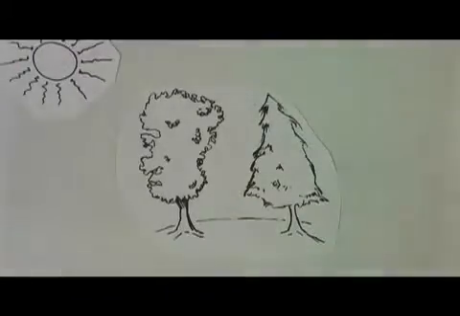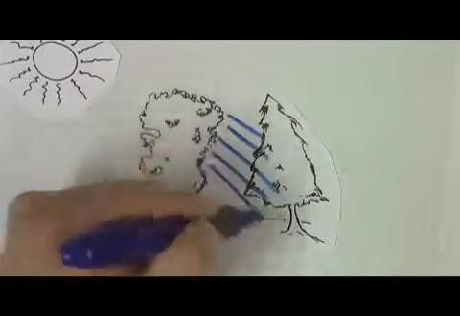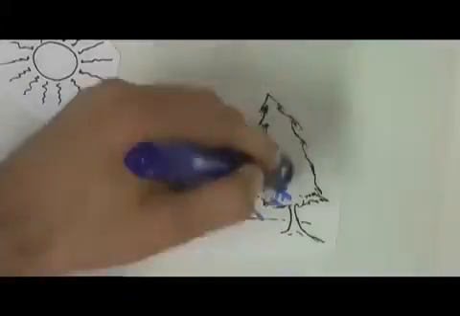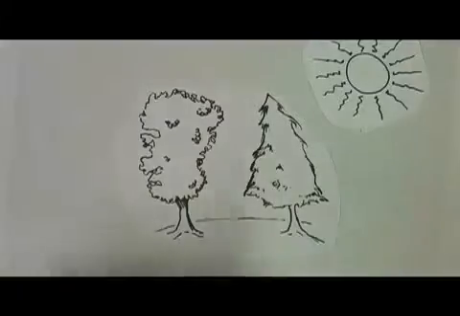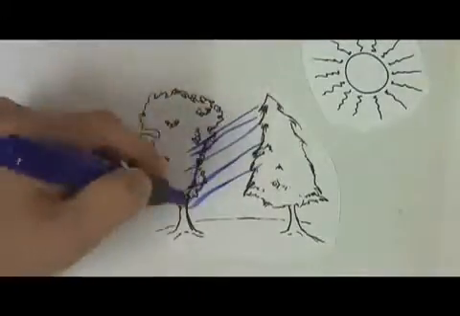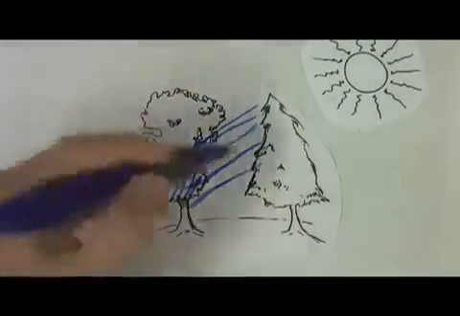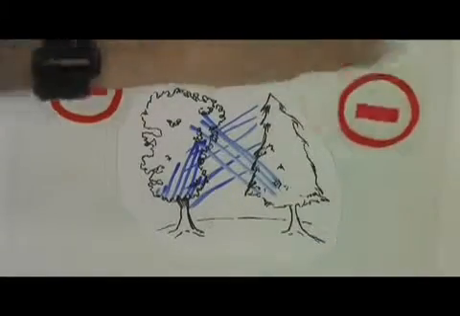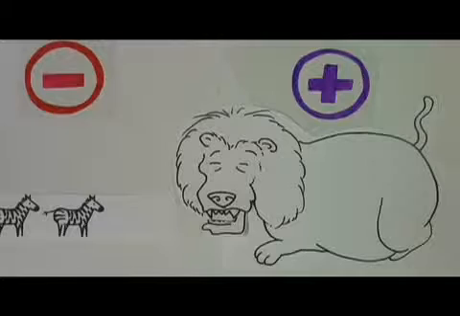Another interaction is competition, which is negative to both species, such as an oak and a neighboring pine tree. Both are trying to get sunlight, and the presence of one species shades the other, reducing the amount of sunlight both receive.